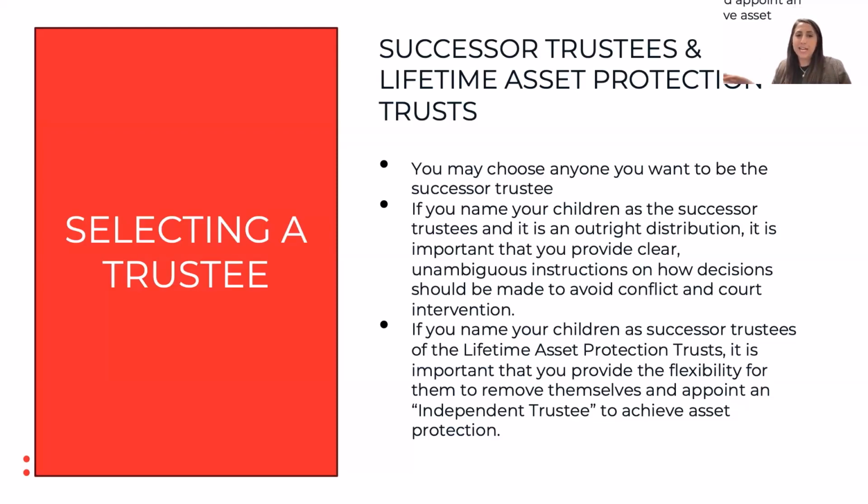If you name your children as a successor trustee and it's an outright distribution, it's important that you provide clear and unambiguous instructions on how decisions should be made to avoid conflict and court intervention. This is really common when there's multiple kids and one real estate. You're almost always bound to fight over how that property should be handled. If you name your children as successor trustees of a Lifetime Asset Protection Trust, it's very important that it's structured to provide flexibility so that they can remove themselves and appoint an independent trustee when they need to.